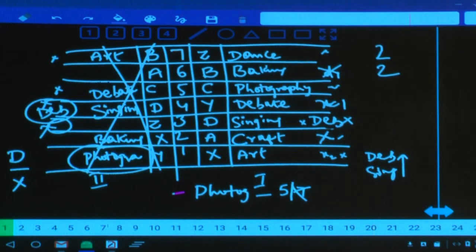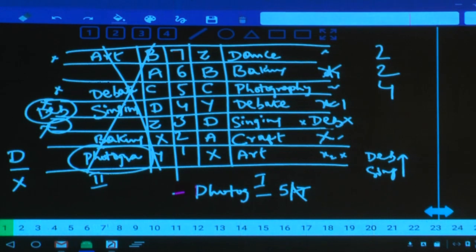And question number 82. Which of the following combinations is true with respect to the given arrangement? Singing and X, that is false. Debate and Z, that is also false. Next one, art and D, that is also false. And choice 4, craft and A, that is definitely true. Then what is your choice? Choice 4 is the answer.